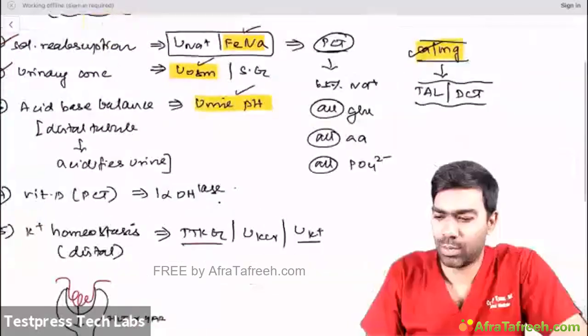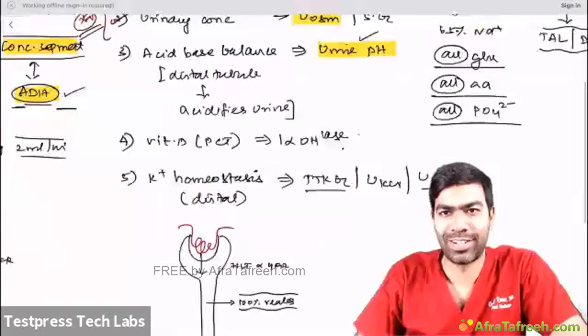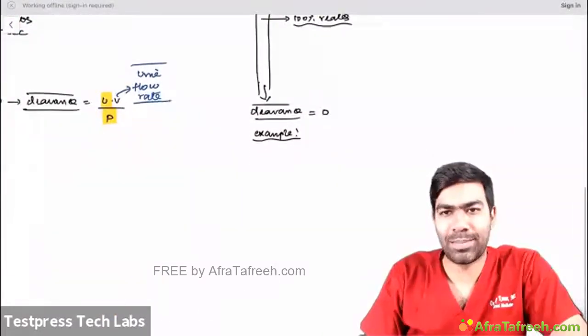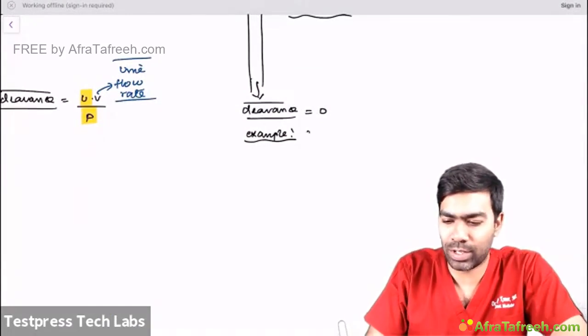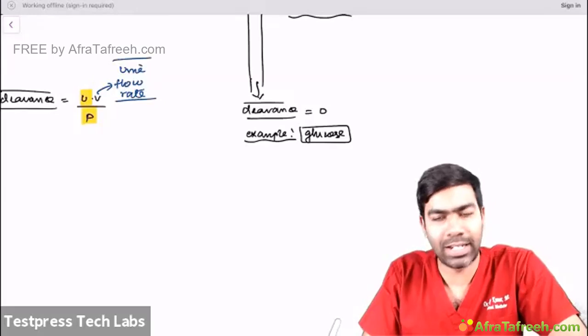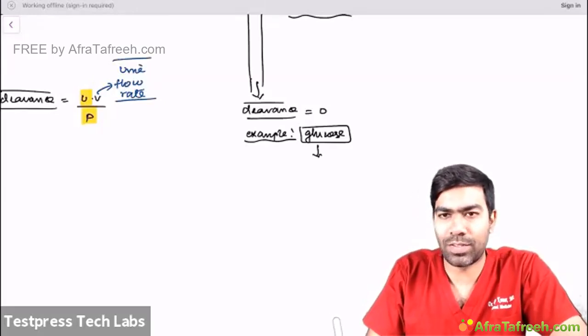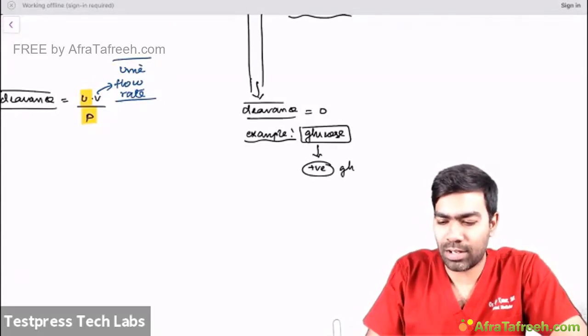I told here in tubular function, the PCT absorbs almost all of glucose, all of amino acids, all of phosphate. Yes, the best example will be glucose and amino acids. In this case, the most important example that we know in clinical practice is glucose. Glucose is the best example of such a substance where the clearance is equal to 0. Suppose if the clearance is positive, then it's abnormal. That is where we call it as a glycosuria.